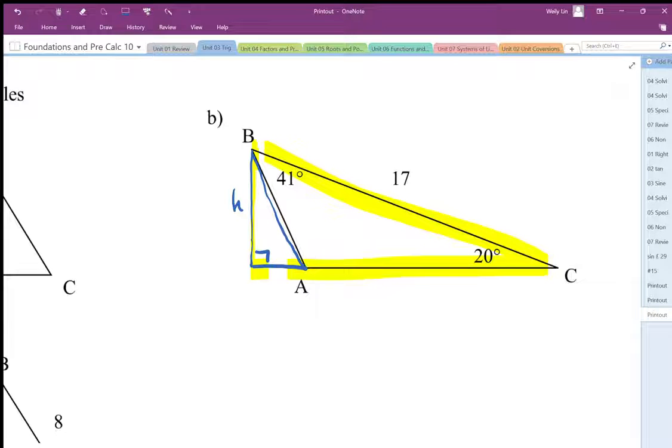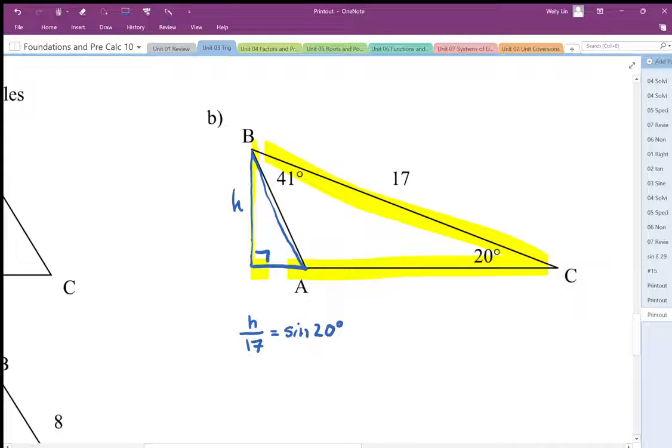So that's what we're going to do first. To set this up, we need to identify the sides we're going to use. We're going to have our opposite side to 20 degrees and our hypotenuse. So we set it up like this: the opposite side h over the hypotenuse 17. Opposite over hypotenuse is going to be our sine ratio, which is sine of the 20 degrees.